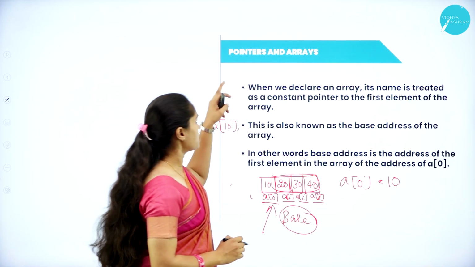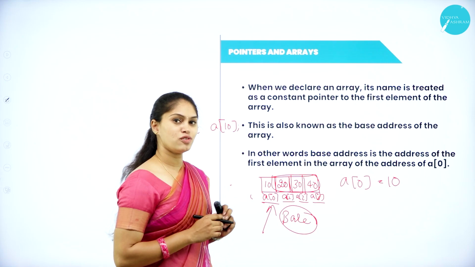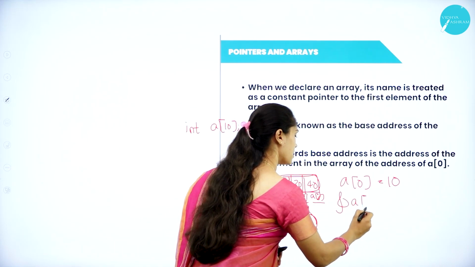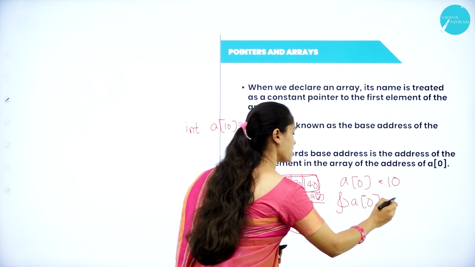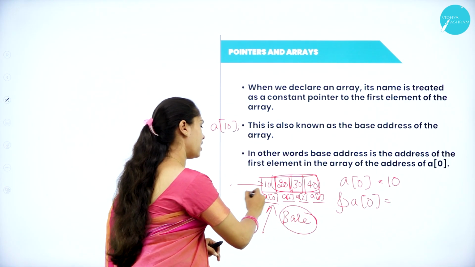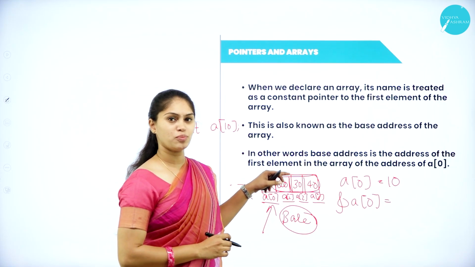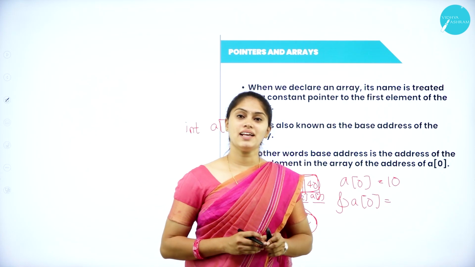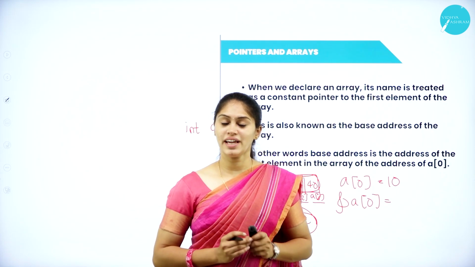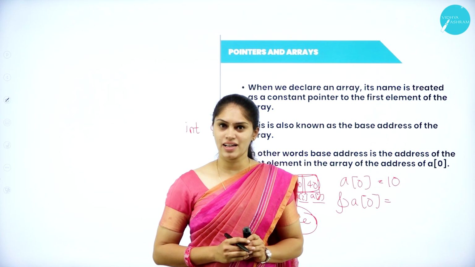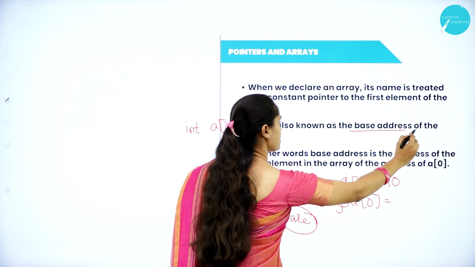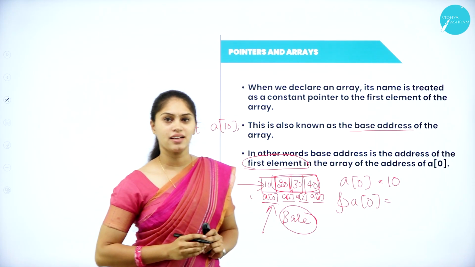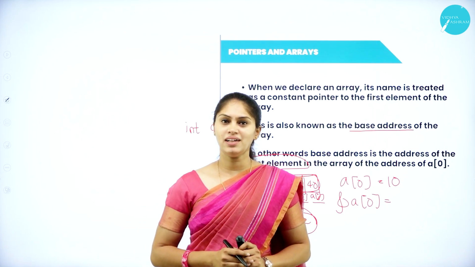So what is the usage of the pointer here? I can also find the address of the first element with the help of this ampersand. Ampersand A of 0 will also point to the first element. So this is how pointers and arrays can be related to each other. To find the base address or first index address, it will give the first element in an array.